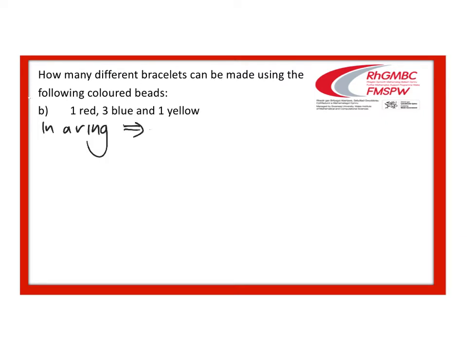Instead of thinking about arranging 5 beads, we're going to fix one of those beads. It doesn't matter which bead it is. And then we're going to consider writing it out in a line. So that leaves me 1 less bead than the 5 that I've got: 5 minus 1 factorial, or 4 factorial. 1 times 2 times 3 times 4 is 24. Now, if I was making a bracelet with 5 unique beads, there would be 24 different ways.